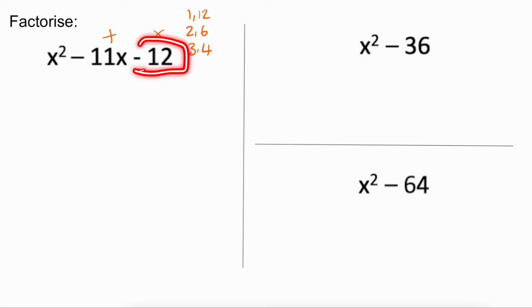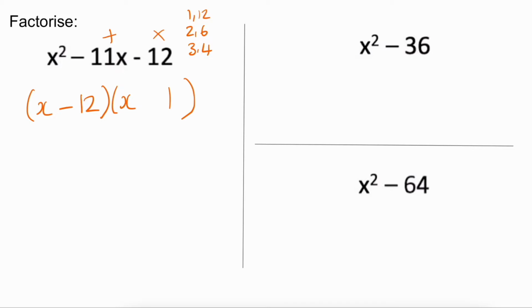Because I'm multiplying to make minus 12, one of these numbers has got to be positive and one has got to be negative. Otherwise, I will not get a negative when I multiply them together. So I can now see that if I have my 12 and my 1, I need to make one of them negative so that I'm subtracting the numbers, so that I then end up with my minus 11x.